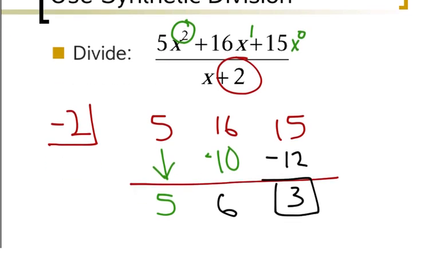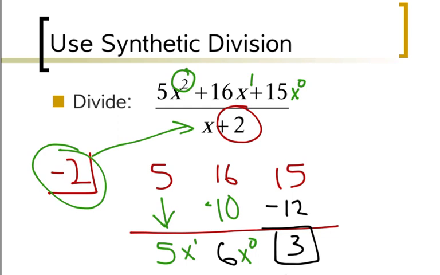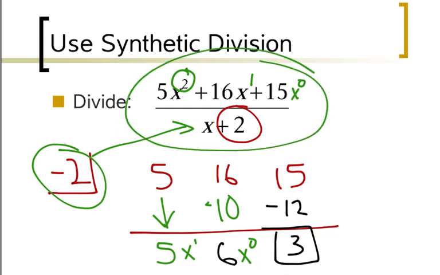And the answer then is, this is x to the 0, this is x to the first, so it's 5x plus 6 with a remainder, so I say plus 3 over my x plus 2. Now be careful, don't put your x minus 2, you got to go back to the original problem and say x plus 2.